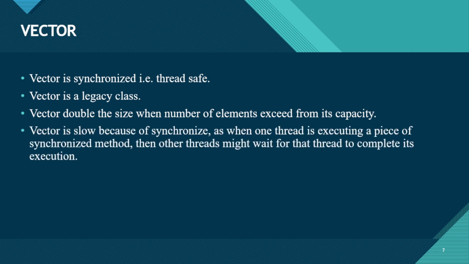Vector is slow because of synchronization, as when one thread is executing a synchronized method, the other thread might wait for that thread to complete its execution first. That's why the Vector is slow, as it is thread safe, and when one method is executed from a thread, the other thread might wait for the first one to complete execution.